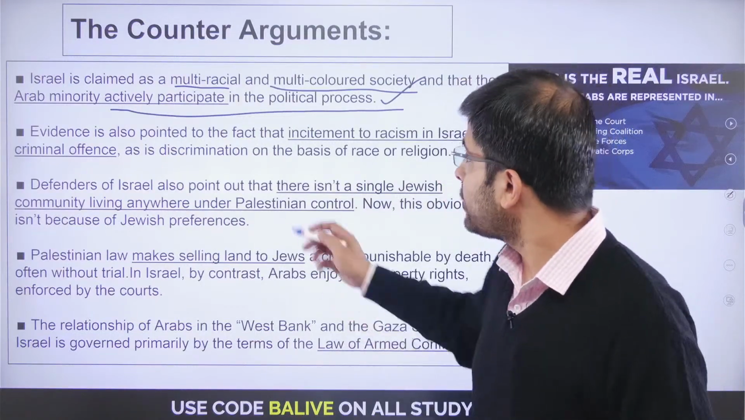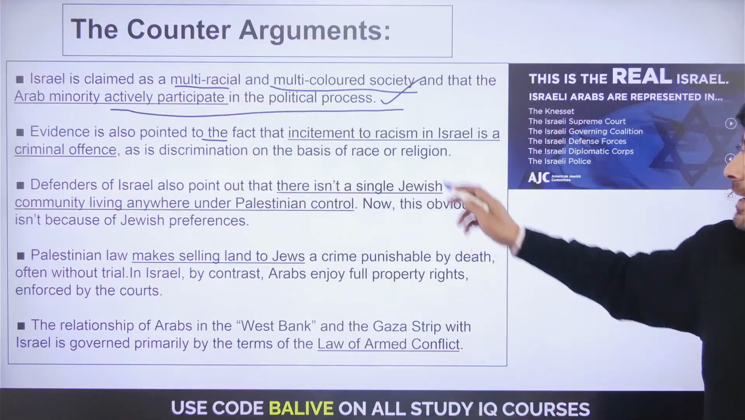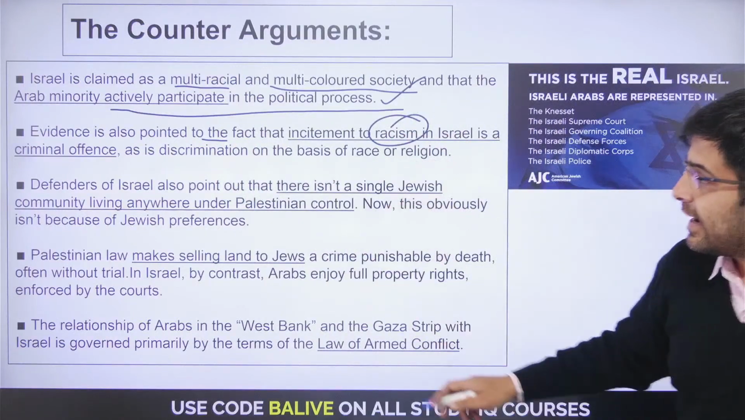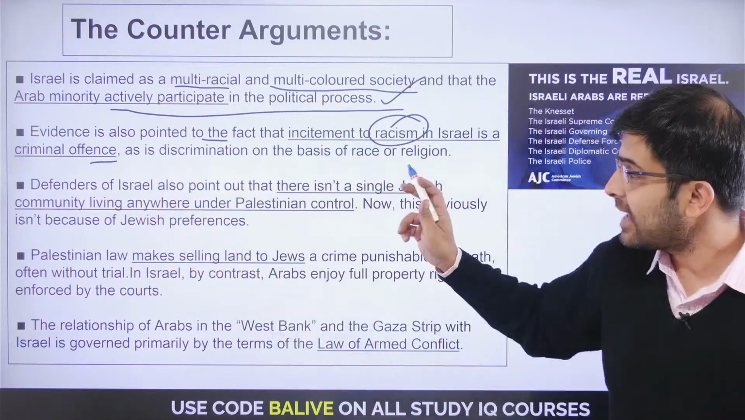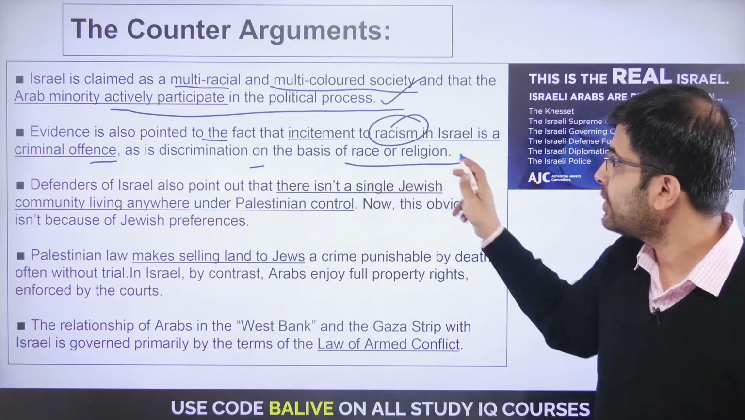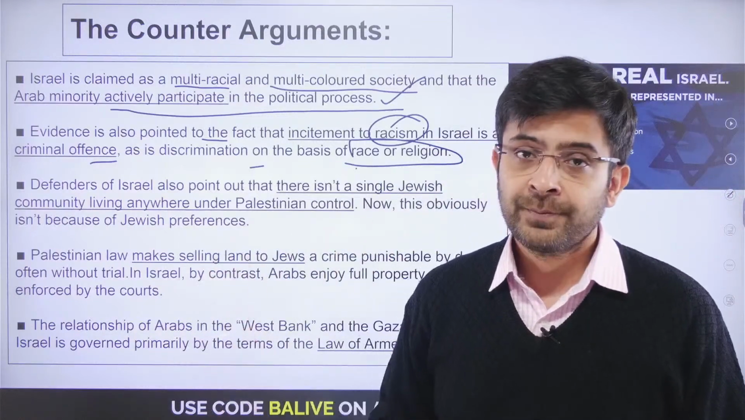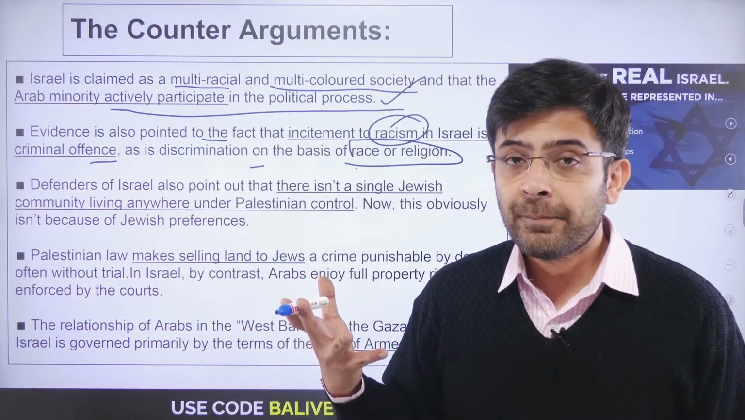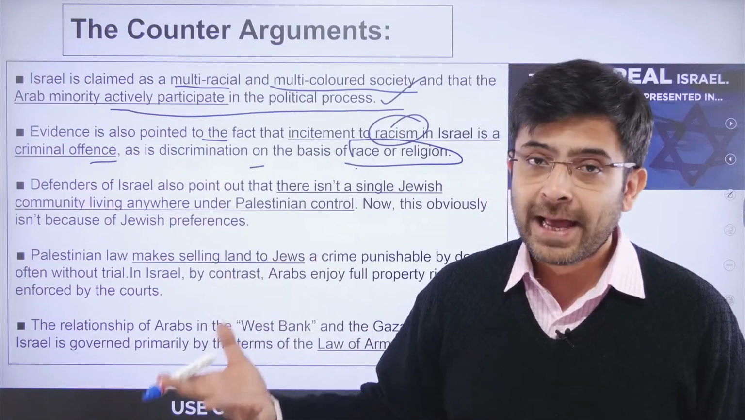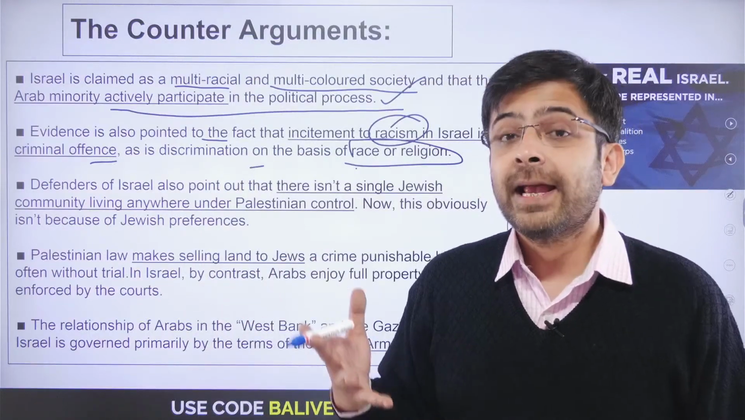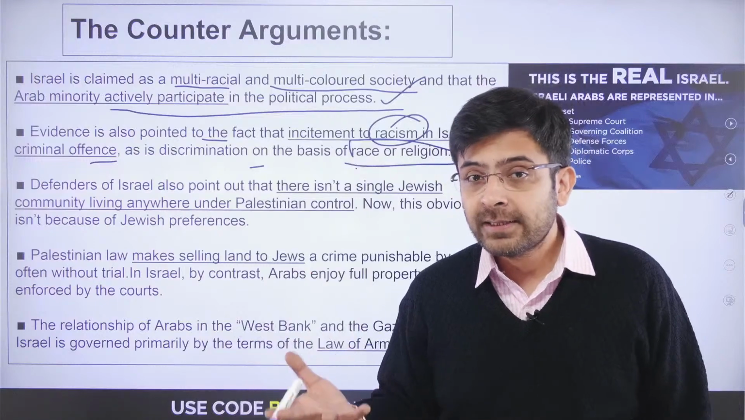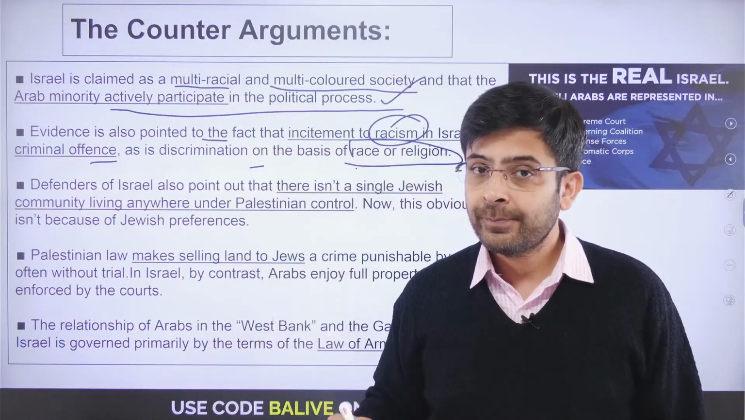Okay. Next, evidence is also pointed to the fact that incitement to racism is a criminal offense, as is discrimination on the basis of race or religion. This is enshrined in the way the Israeli system functions. This basic protection is guaranteed to the Arab minority, right? Once again, if it was indeed an apartheid system, you wouldn't have expected this to be there, correct?